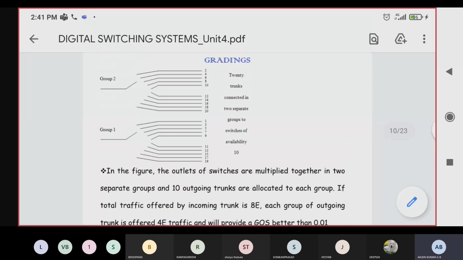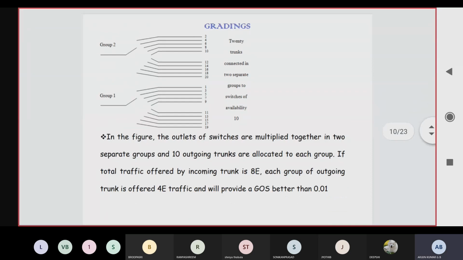Also, in the figure the outlets of the switches are multiplied together in 2 separate groups, and 10 outgoing trunks are allocated to each group. In each group there are 10 outgoing trunk lines allocated. We can observe this in the figure, group 1 and group 2.